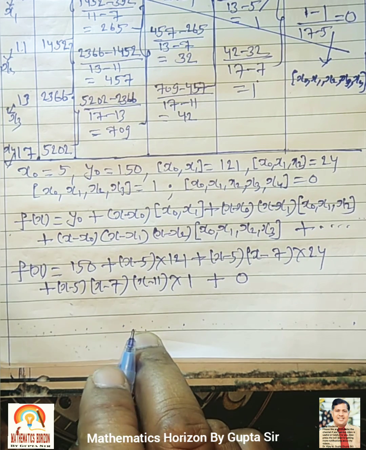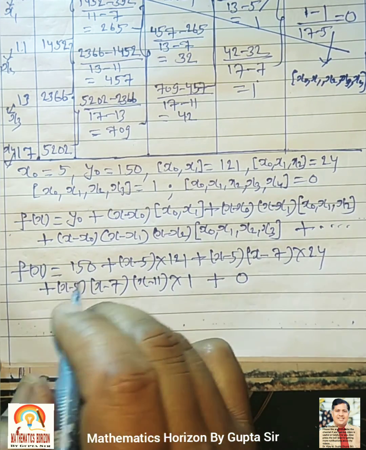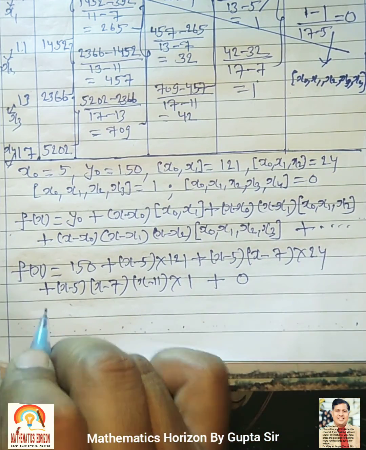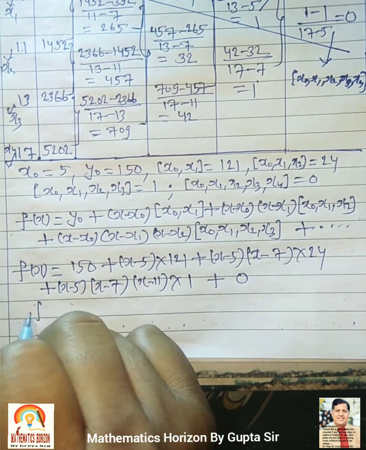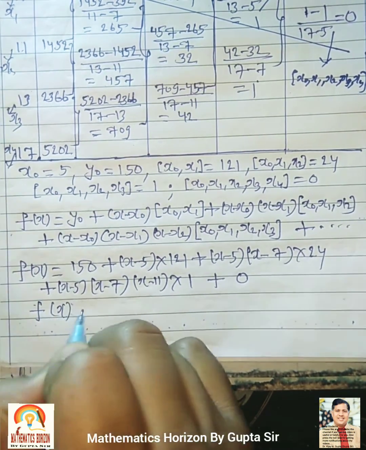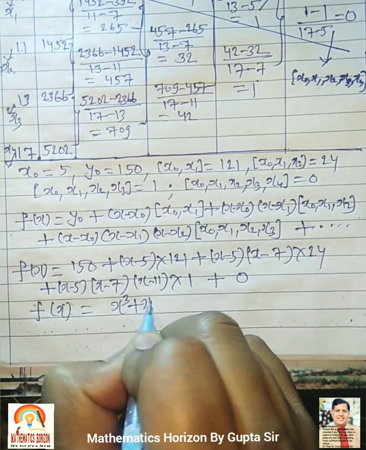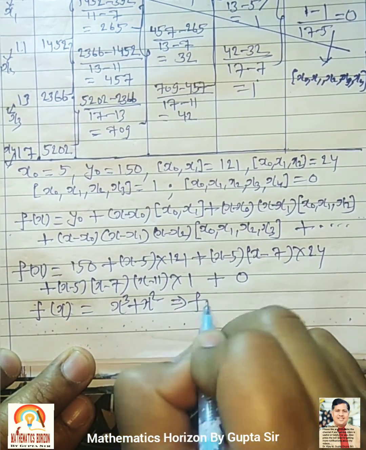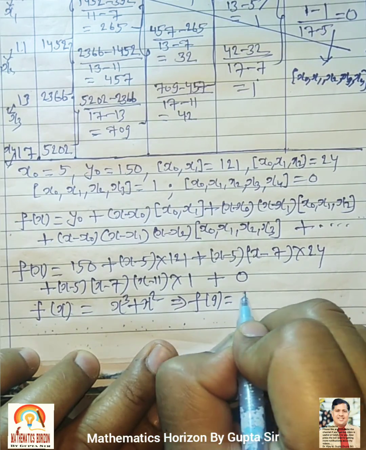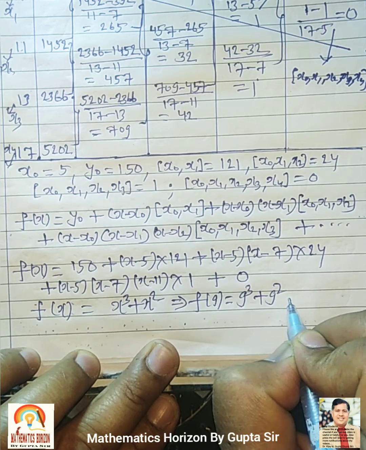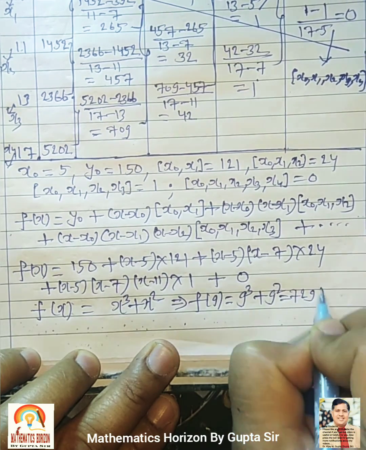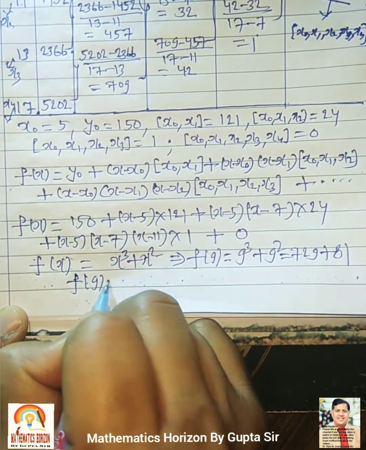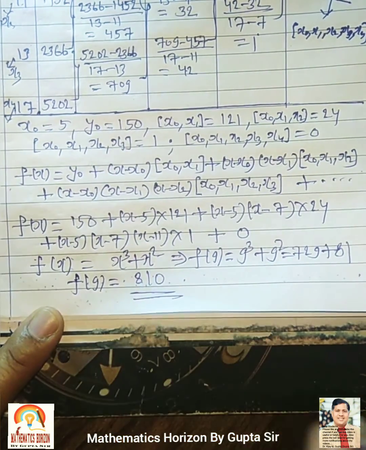Now on solving this, when we simplify this, what we get? Here we get f(x) is equal to x cube plus x square. And what we have to do? We have to find out f(9). f(9), that is 9 cube plus 9 square, that is 729 plus 81, that is f(9) is equal to 810, which is the final answer.